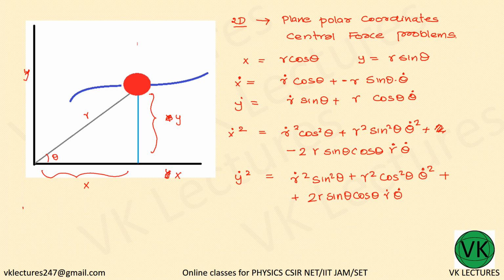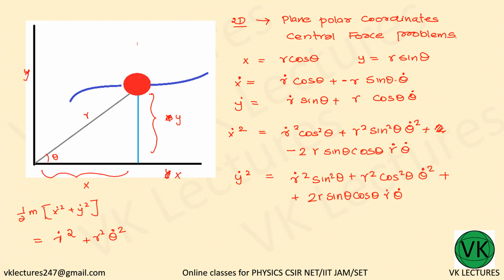Now we need half m times x dot square plus y dot square. These two cross terms will get cancelled, so r dot square cos square theta plus r dot square sin square theta is nothing but r dot square, and here you have r square theta dot square. So this is r dot square plus r square theta dot square.